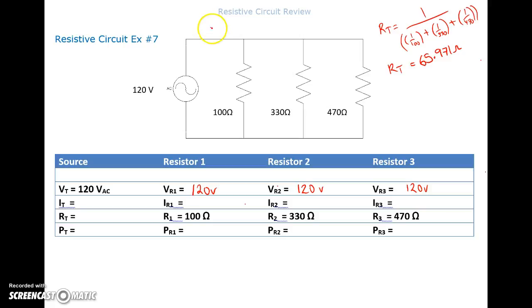So you could do that, or you may want to go along and find your individual currents, right? We know that for this circuit, our total current is going to be equal to I1 plus I2 plus I3. So maybe this guy gives you a rash. You want to stay as far away from it as possible, so maybe you want to find your individual currents and then just add them up. So let's do 120 divided by 470. That gives me 0.255 amps.